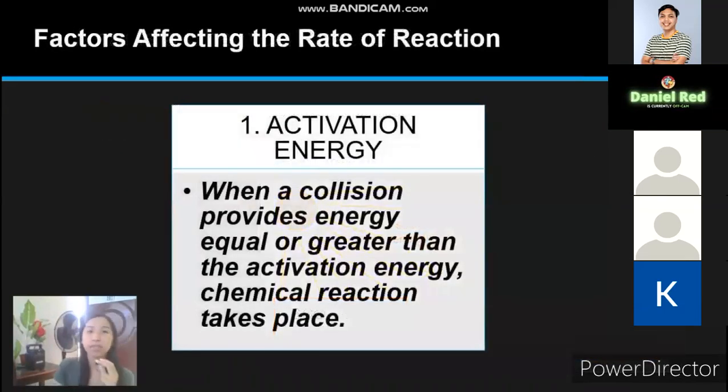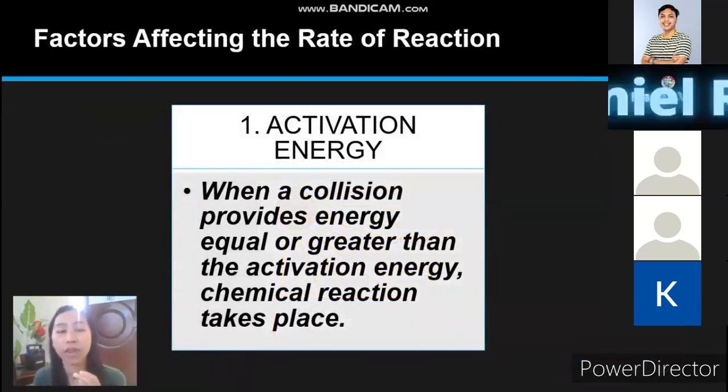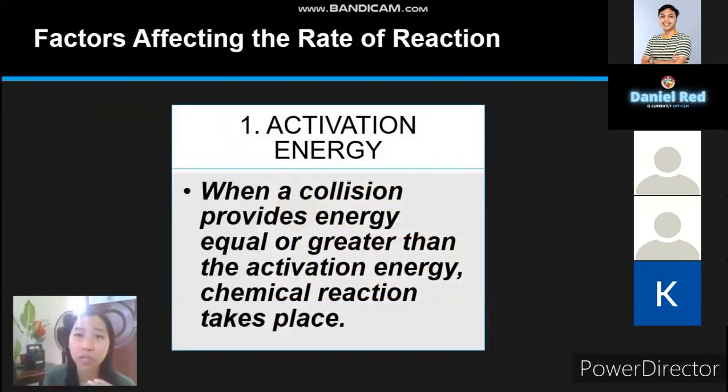Now let's proceed with the factors that affect the rate of reaction. Again, rate of reaction means the speed, no? Ang kapaspas. So we have four main factors. First one is activation energy. Mao ni akong gidiscuss kaganina. So activation energy: when a collision provides energy equal or greater than the activation energy, chemical reaction takes place.